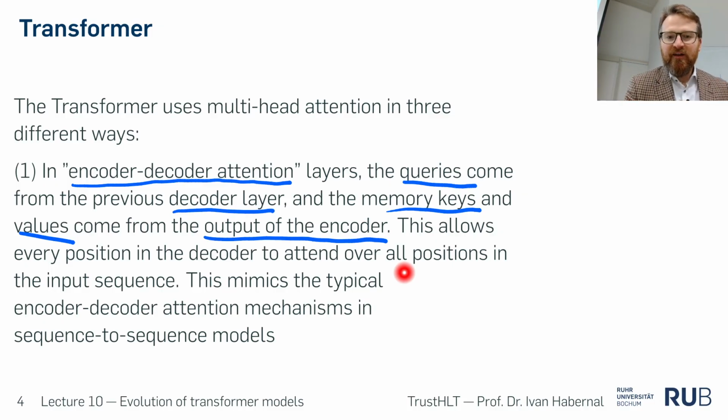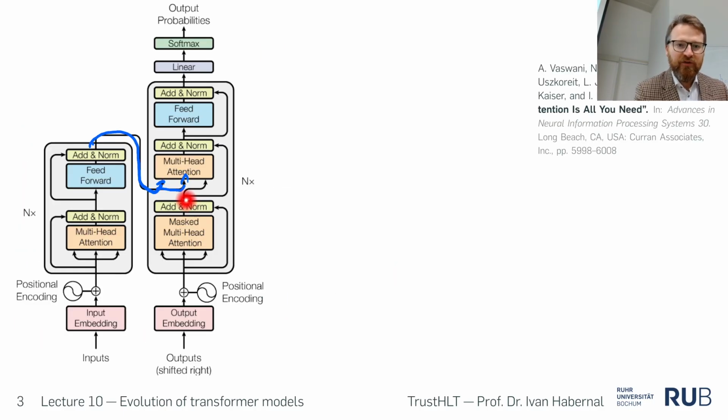But the difference here is that only the queries, the Q, are coming from the previous layers, but the key and value are coming from the encoder. So this is how basically the decoder is trying to look into all the context from the encoder.